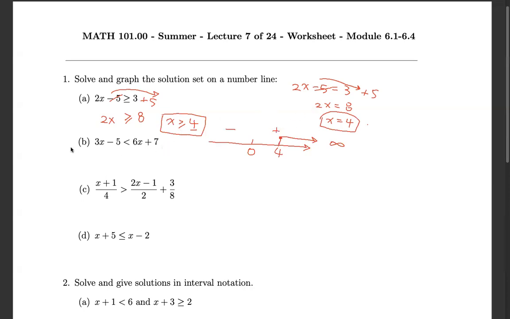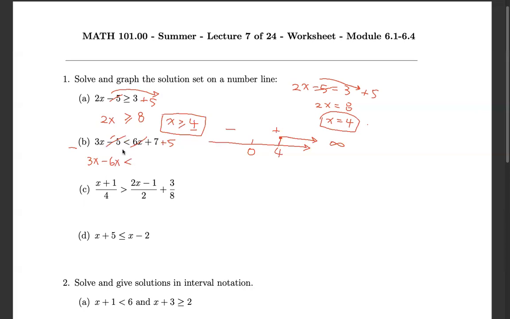But let's see the second one. The second one will show some difference between solving equality and inequality. So let's move negative 5 to the other side, and it becomes positive 5 on the other side. At the same time, we'll move positive 6x to the other side, where it becomes negative. This 3x is positive, so we just carry on. Now the 6x on the right-hand side becomes a negative 6x on the left-hand side.